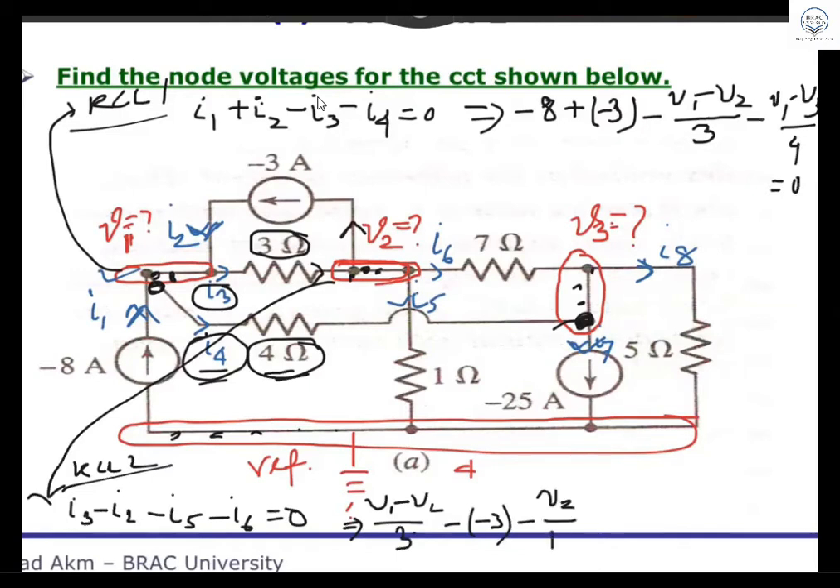Excellent. That's all right. And then minus I6, what does I6 mean? Sir, this 7. V1 minus V3 by 7? For sir, the V2 minus V3, sir. Right. V2 minus, sorry, V2 minus V3 divided by 7. And that's equal to 0. So this is equation number 2.